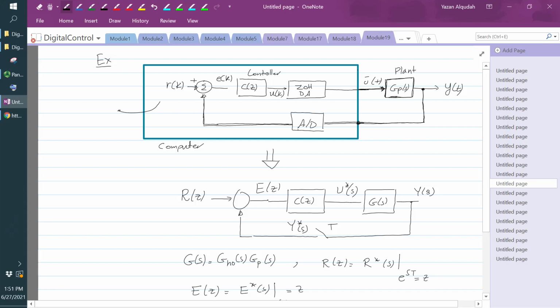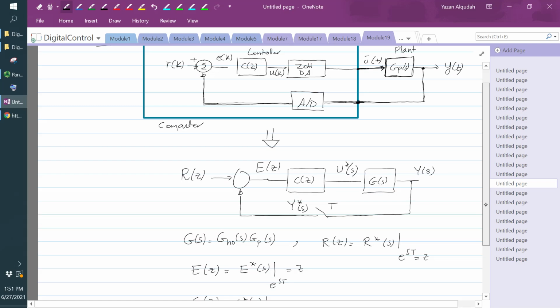So again, everything in the box here represents the computer. This is the computer that is used to control that plant. I have an analog to digital converter interface here that's going to be reading the output, and I have a digital to analog interface here that's going to be the signal that is applied to the plant.